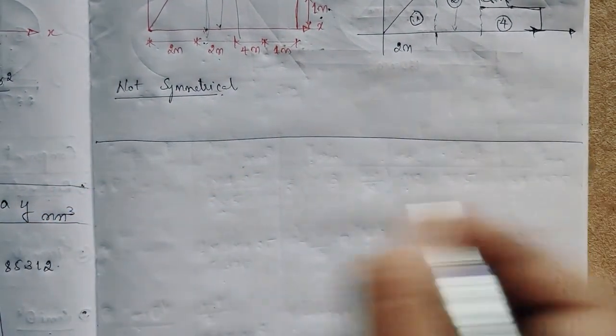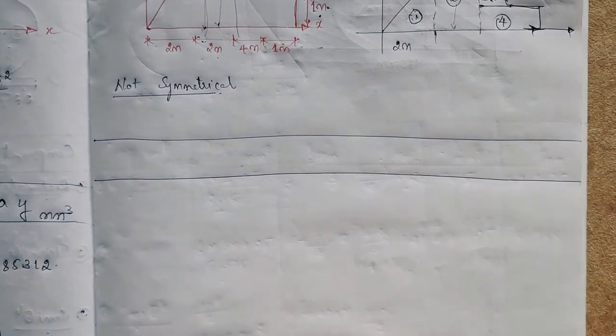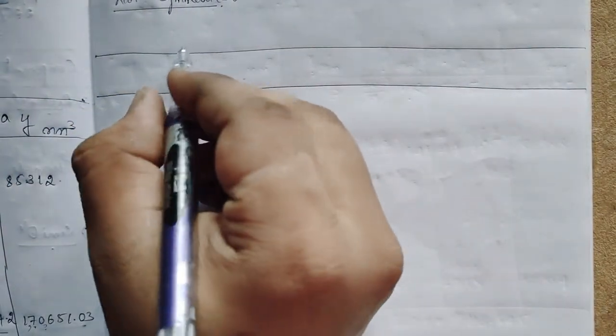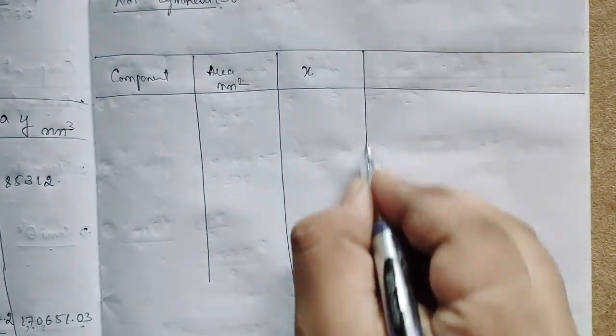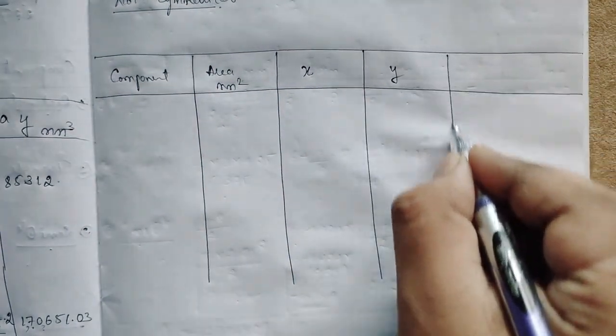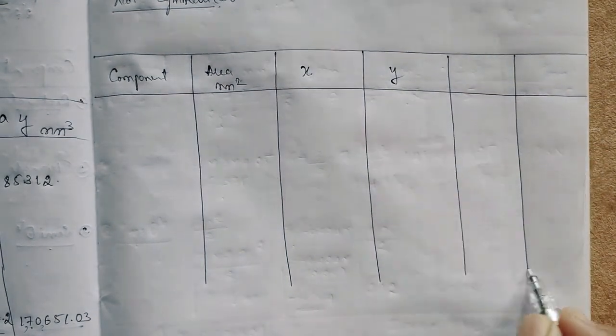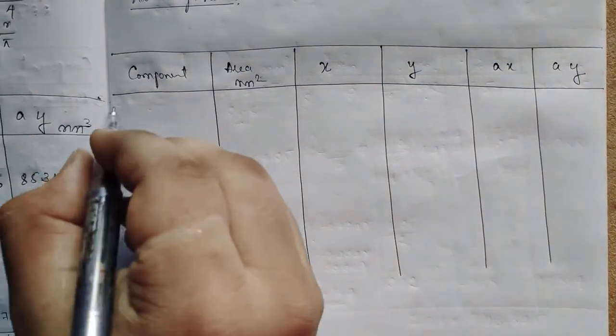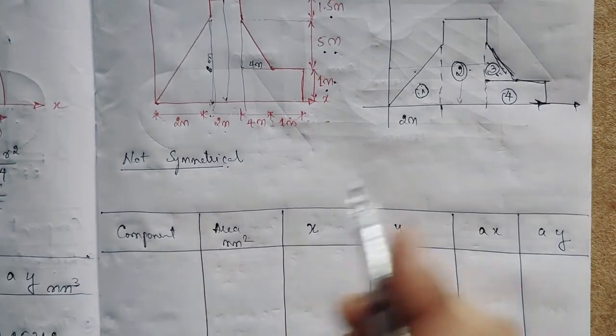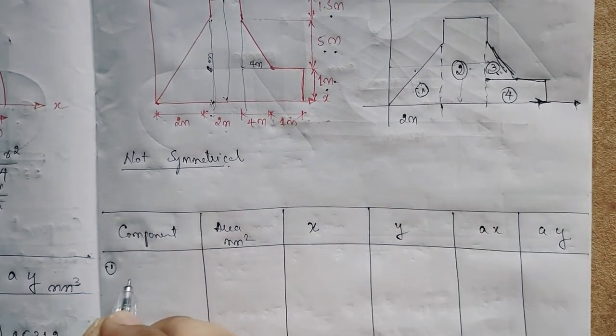Now I'll directly take the tabular column. Again I'll write the component part, component. Next is area, in terms of mm square. Next is distance of x, distance of y. Then this is a into x, a into y. So what is the first component I am taking? This is a right angled triangle. So I'll write the figure only.